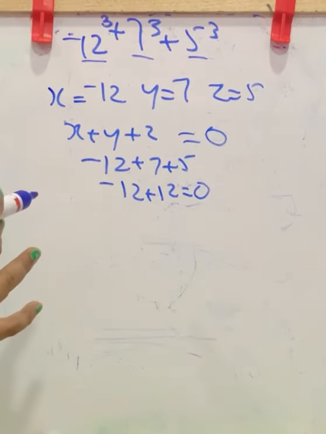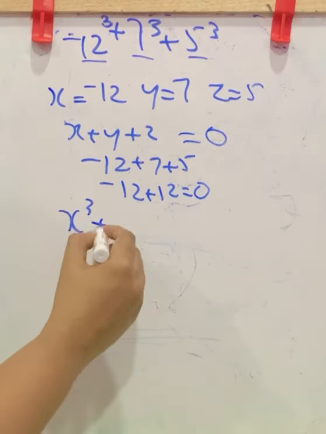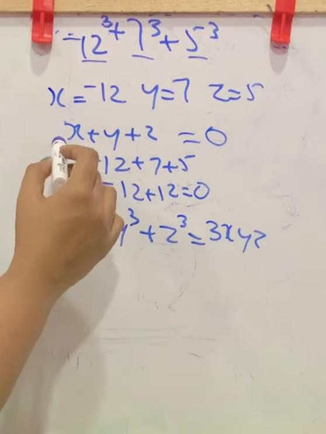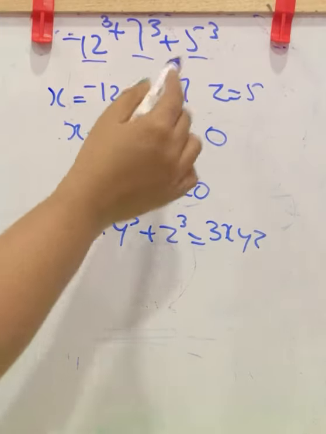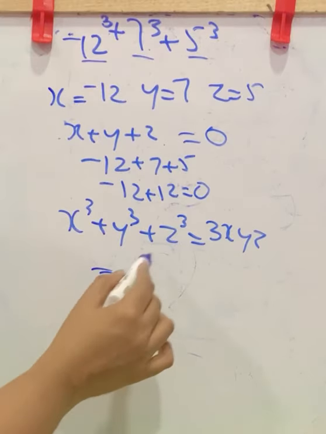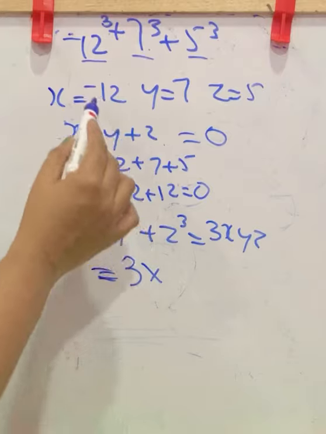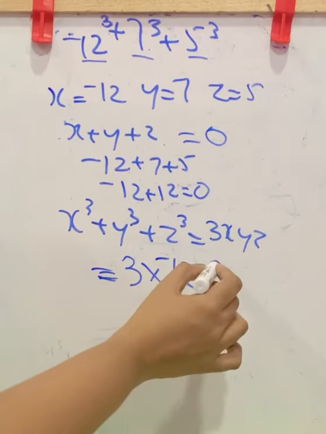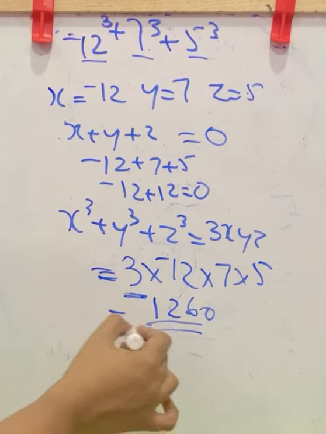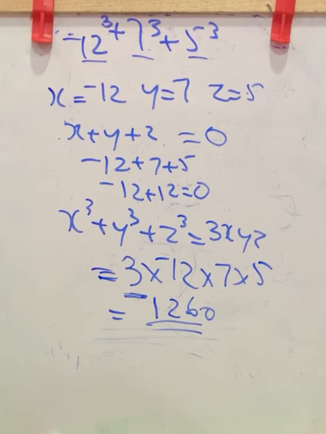And the previous question said that if x plus y plus z is equal to 0, then x cube plus y cube plus z cube is equal to 3xyz. We proved before where x plus y plus z is 0, so you can apply this. This is x cube plus y cube plus z cube, so you want to substitute in 3xyz. 3 into x, which is minus 12, into 7 into 5. Negative is 1260. Without actually taking the cubes, we got the answer minus 1260.